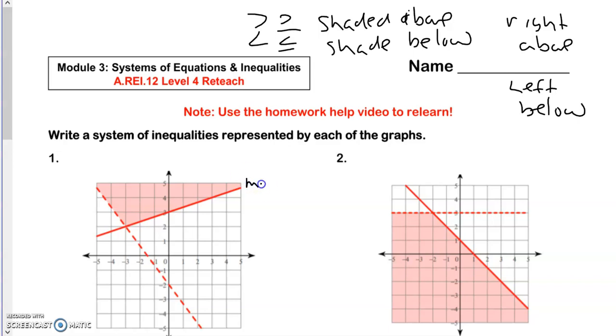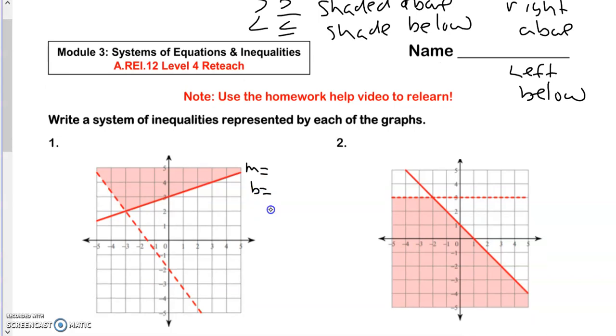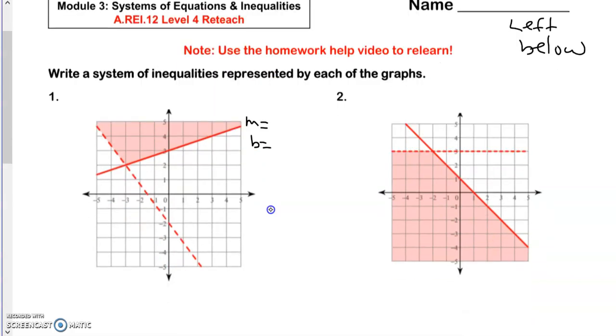So the first thing I do is determine what the slope and y-intercept is of each and every inequality. On the first one, I can tell this is 3 because that's my y-intercept, and I know that it's a positive slope. I'm going up 1 and over 3. On this one, I'm going to start at -2, and I am going down 4 and over 3. So now I have to write my inequality.